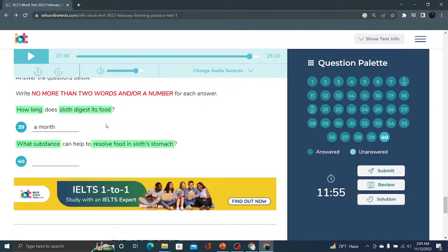As soon as a sloth swallows a mouthful of pulverized plants, the bacteria in its stomach and intestines begin breaking down the food. So I hope you got the answer. The answer would be bacteria.